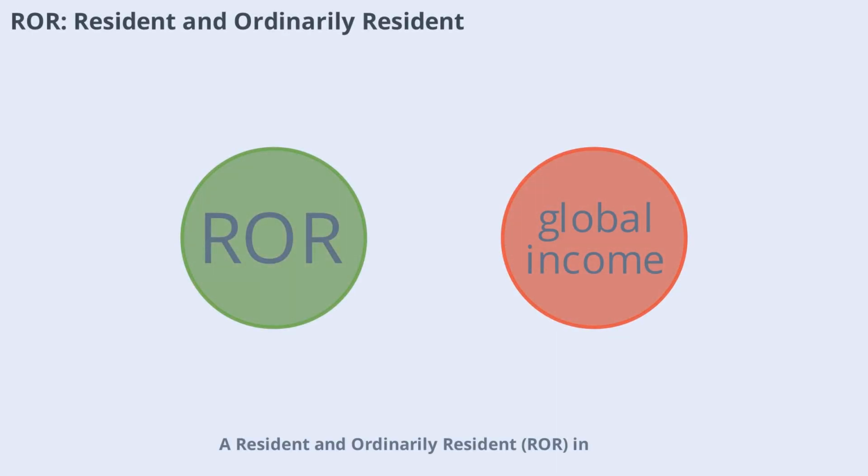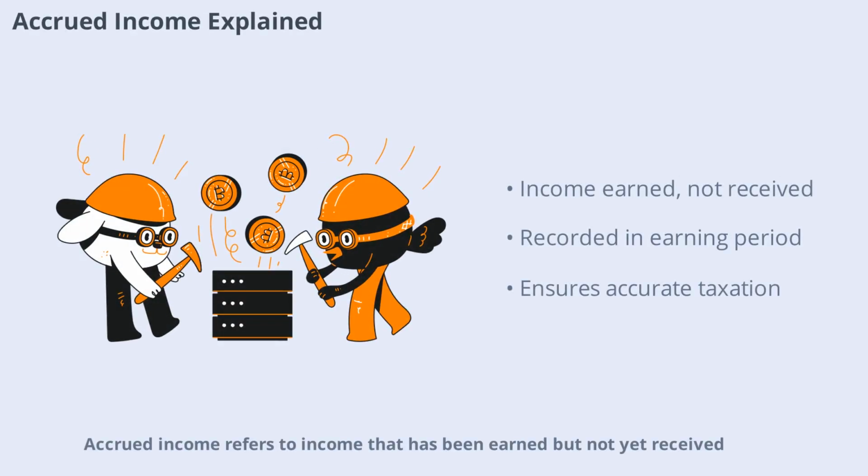Resident and ordinarily resident (ROR) in India is taxed on their global income. This includes income received or deemed to be received in India, income accrued or deemed to be accrued in India, and income that accrues outside India, even if it is not received or brought into India. RORs have the widest tax liability under Indian law. Accrued income refers to income that has been earned but not yet received. For tax purposes, income must be recorded in the accounting period in which it is earned, not when it is actually received. This ensures that all income is properly accounted for in the correct financial year.